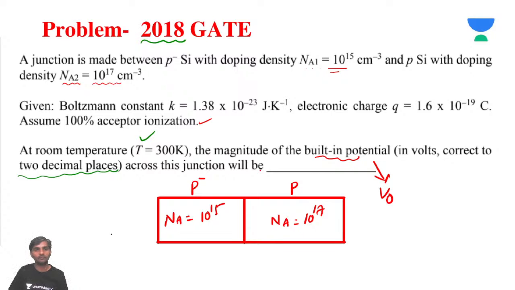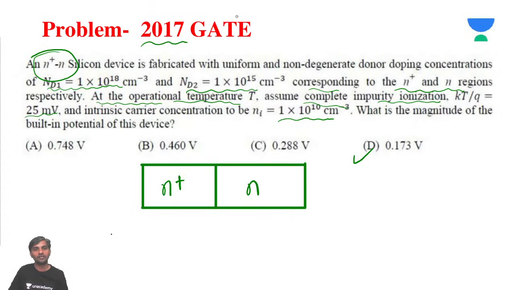Almost the same. Here it was 10 to the power 17, and here it is 10 to the power 15. The only difference is that earlier 10 to the power 17 was given, and here it is 10 to the power 15. Nothing new, sir. Same problem. So you can expect this kind of problem in coming days also.